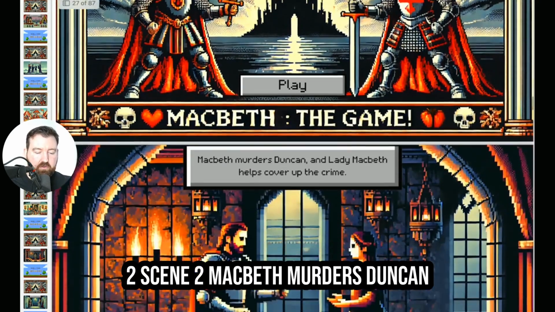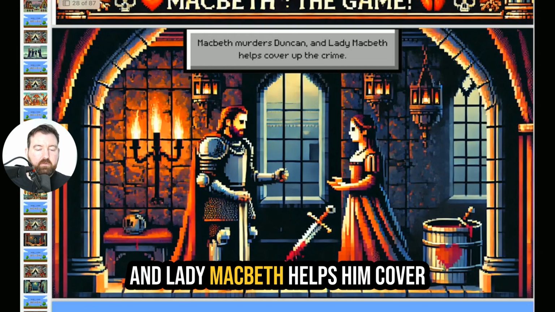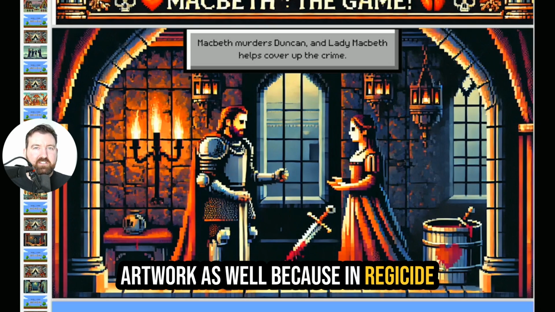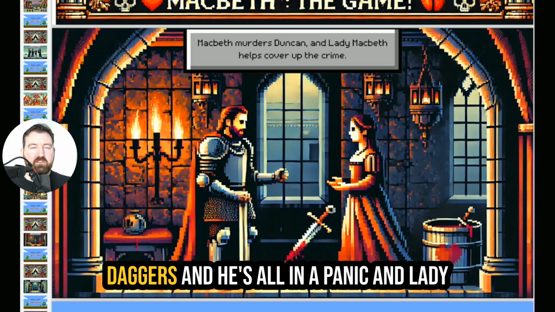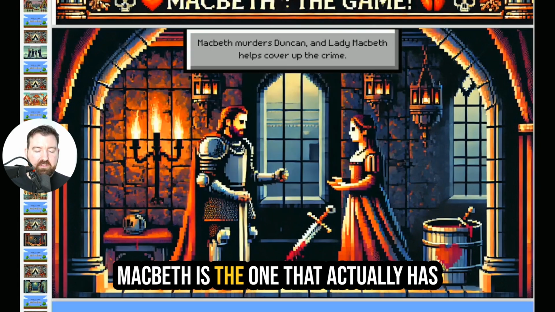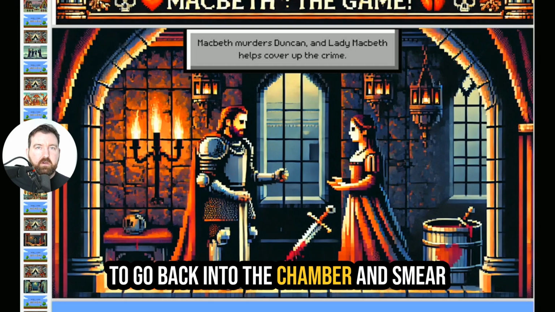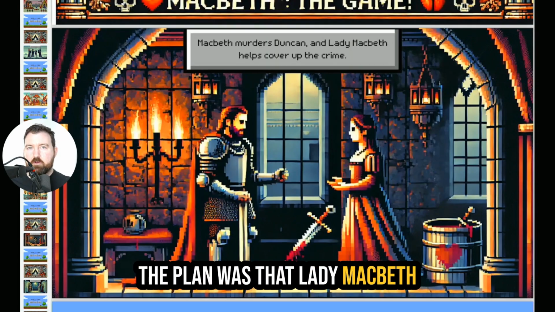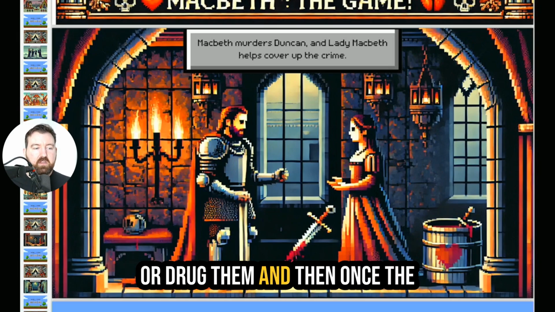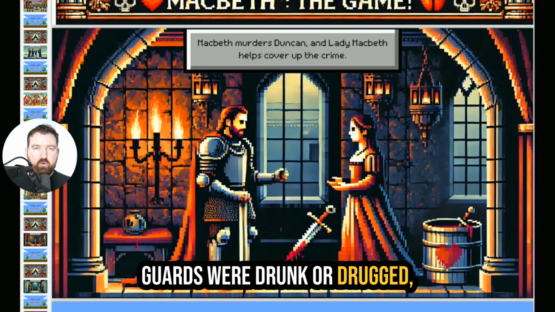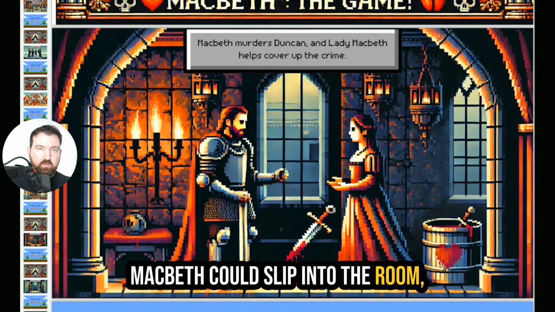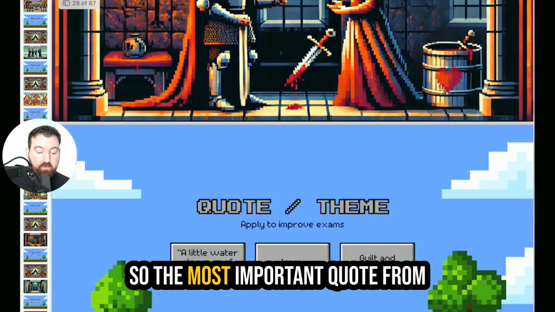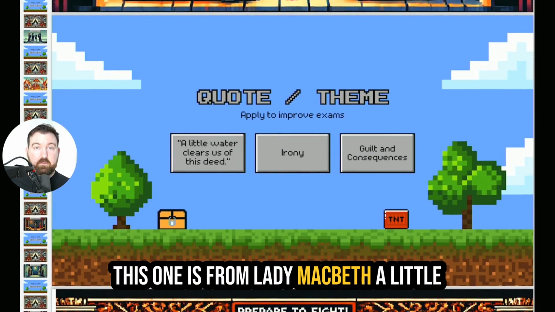Act 2, Scene 2. Macbeth murders Duncan and Lady Macbeth helps him cover up the crime. I love this little bit of artwork as well, because in the middle of the regicide, Macbeth runs out with blood-covered daggers and he's all in a panic, and Lady Macbeth is the one that actually has to go back into the chamber and smear Duncan's blood all over the guards, because that was the plan, right? The plan was that Lady Macbeth was going to get the guards drunk or drug them, and then once the guards were drunk or drugged, Macbeth could slip into the room, murder Duncan, no one could see, no one was there to defend Duncan.